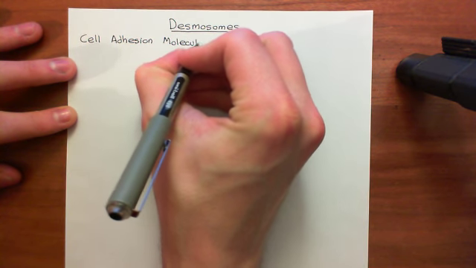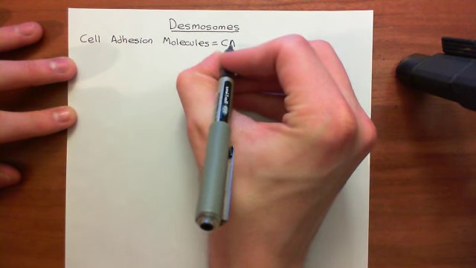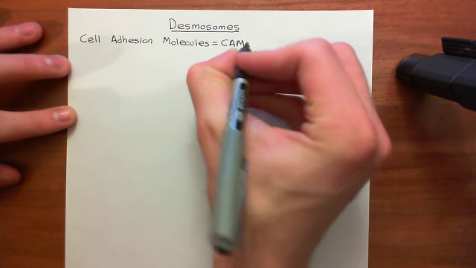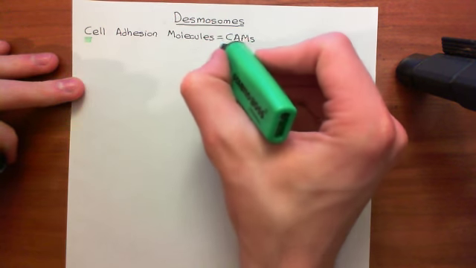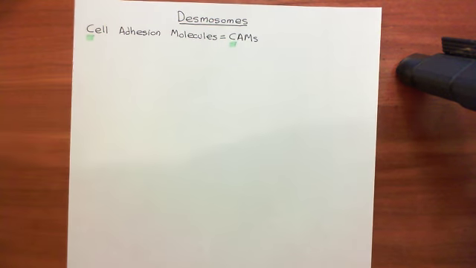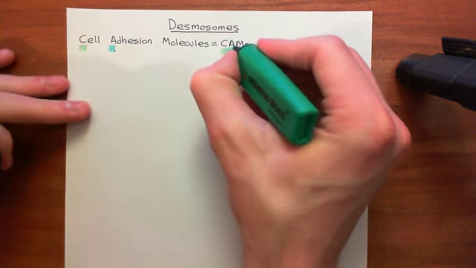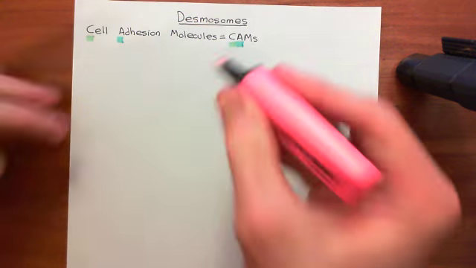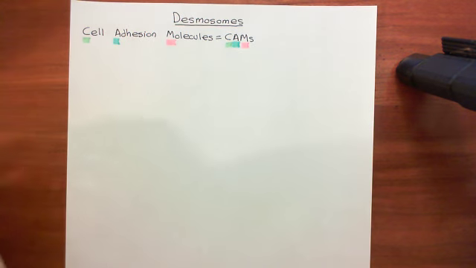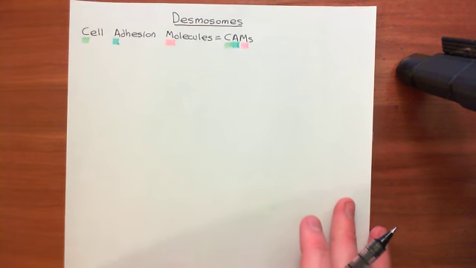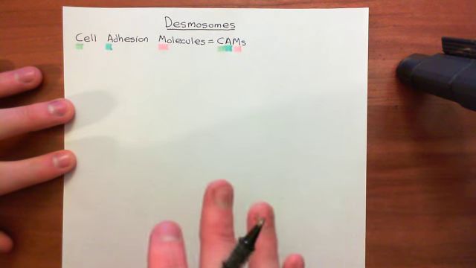Now, for short, cell adhesion molecules are often abbreviated to CAMs. So C for cell, A for adhesion, and M for molecule. Right, so cell adhesion molecules are molecules which are involved in attaching cells together.